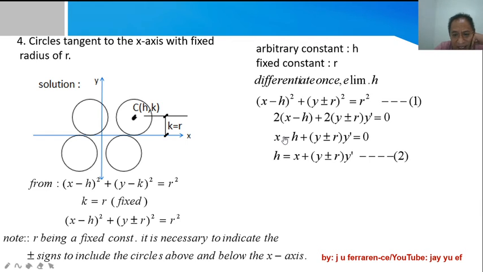So I can solve for h. I'm not allowed anymore to go with further differentiation, because our differentiation is governed by the number of arbitrary constants, and I already have the first derivative. Now, h is to be eliminated, so I have to find a way to eliminate it. I solve for h from this equation: h is x plus this term. This is equation number 2, and I can go back to equation 1 and replace h with this.